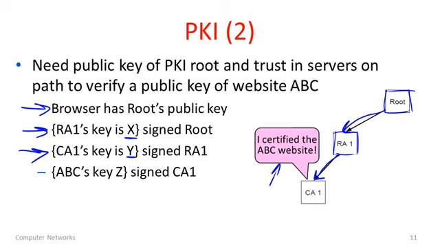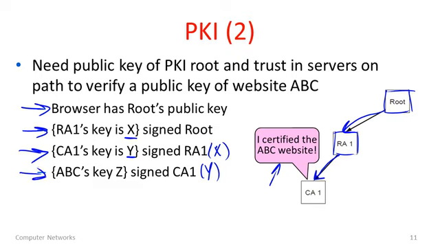RA1 can then make a statement saying that CA1's key is Y and sign it with its own key, and that would be X. So it would be signed by RA1 with X, and this would be right. Let me just put that notation in to make the linkage clearer in this figure. So since you have the key X, you'll be able to verify whether the statement is true, and you will learn the key for CA1 is Y.